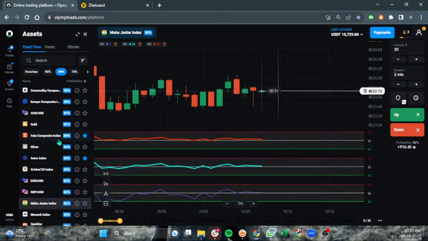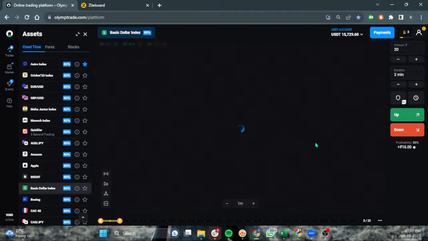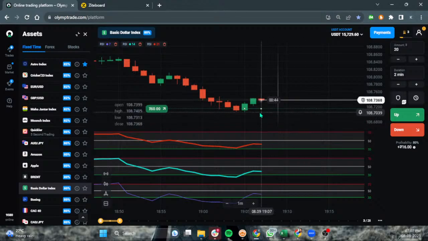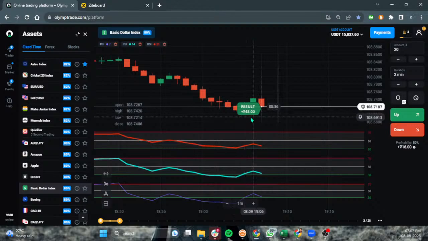I have got a suggestion for BDIX. Let me check BDIX again to see if I can open a trade on that. We have already opened one actually, but right now we can't open a trade. So let's just forget about it. How it goes, let's see. And we have profitability. So we recovered the losses that we had.